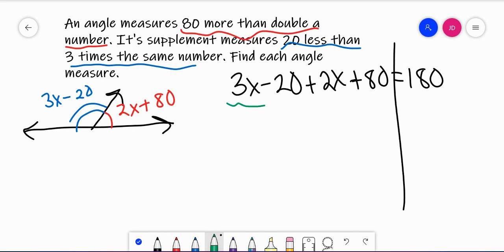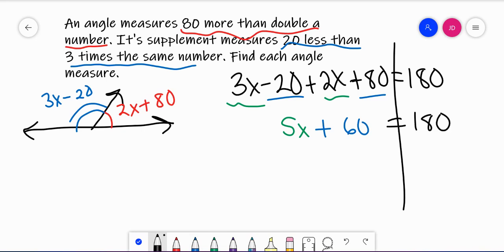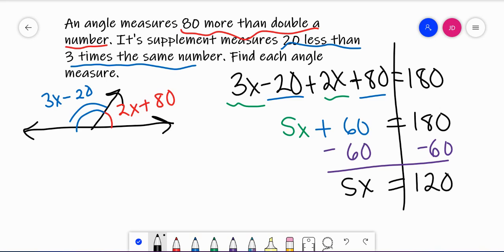Combine like terms: 3x plus 2x is 5x. Negative 20 plus 80 is 60, equals 180. Minus 60 from both sides, and we get 5x is 120. Divide both sides by 5, and you get x is 24.